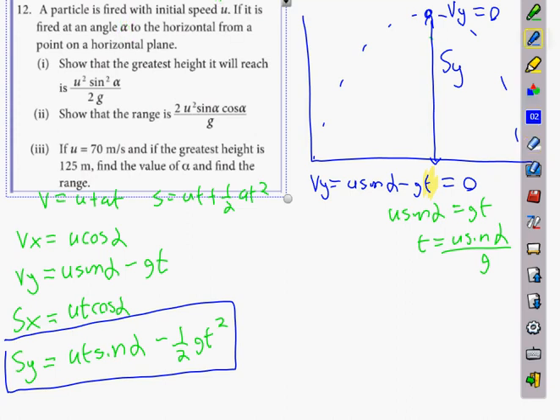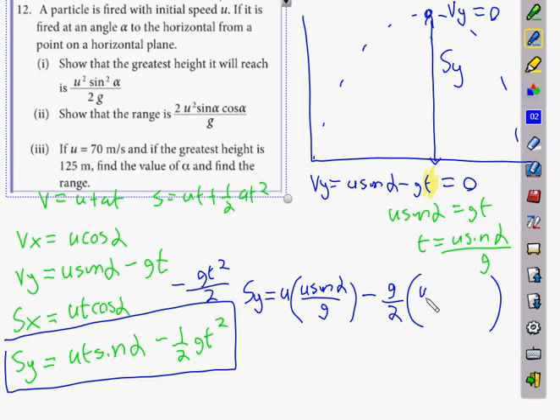Okay? So, what we do here is we get the Sy and we plug it in. So we get Sy equals u multiplied by u sine alpha over g minus, now this is like gt squared all over 2. So what I'm going to do is g on the outside and 2 on the bottom, g over 2. I'm going to put t squared in here. T squared is going to be u squared sine squared alpha over g squared. Now what happens next, guys? G cancels with g, and what you're going to be left with is u squared.